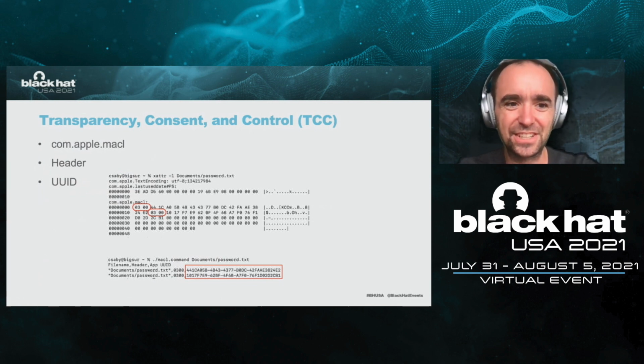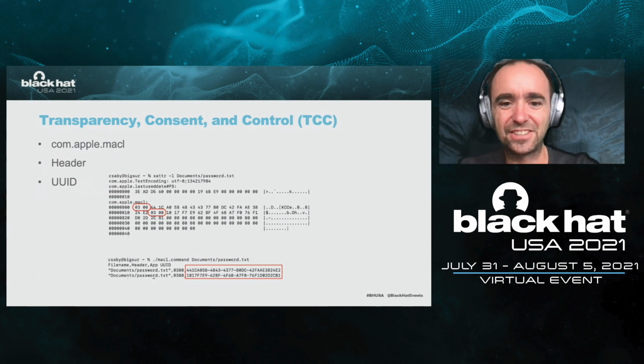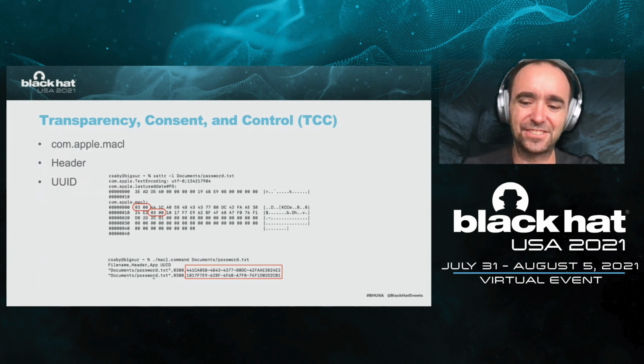Now, it's very important that this UUID is unique to the actual device. So if we transfer this file to another Mac device and we somehow manage to maintain this extended attribute, on that device, this attribute will not grant any access to, in this case, Terminal and TextEdit.